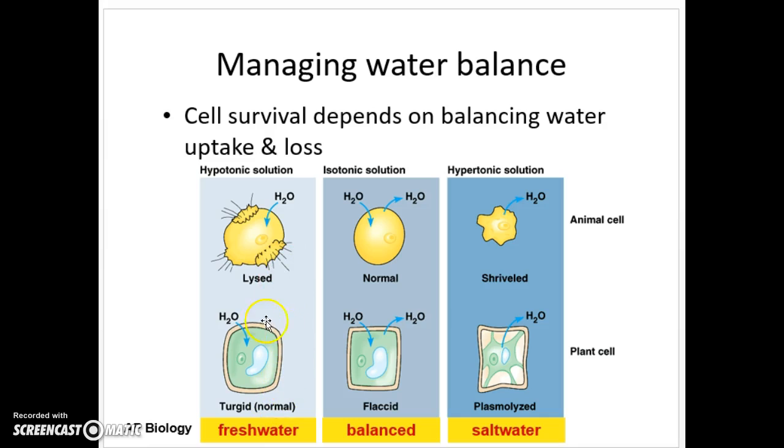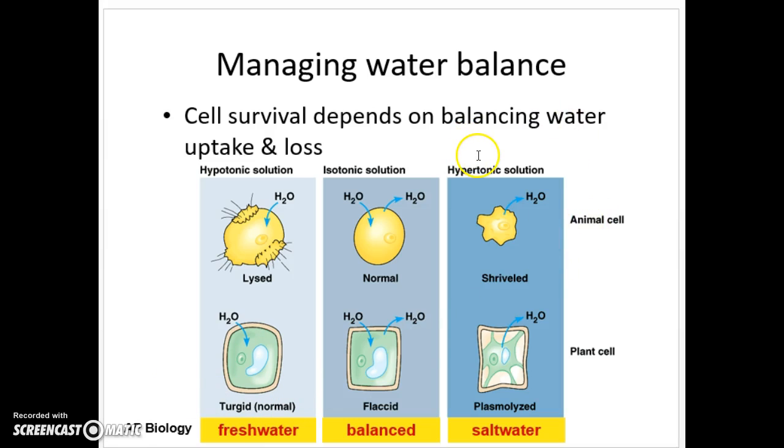In a plant cell, we actually have a cell wall that prevents the lysis of a plant cell in a hypotonic environment. If it's isotonic, that means we have equal amounts of water flowing in and out of the cell. Very happy cell. That condition is called flaccid. When we're talking about a high amount of water pressure entering into the cell, we call that turgid. So the cell is actually being pushed out.